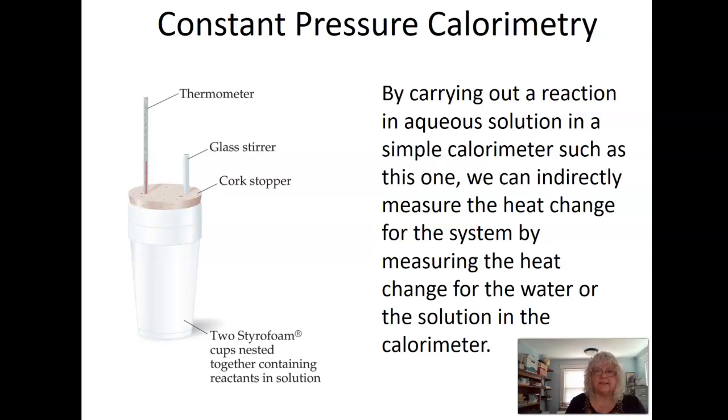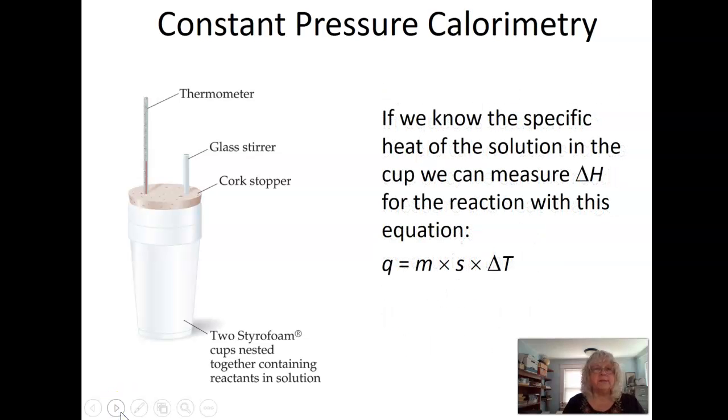And so then the idea is that any of the heat that's either expelled or absorbed during the reaction stays inside of the container. So we can essentially measure the heat change of the solution that's formed in the cup and determine what heat was released by the reaction itself. So if we know the specific heat of the solution formed, which is typically very close to the specific heat of water, then we can calculate delta H by calculating the heat as mass times specific heat times the change in temperature.